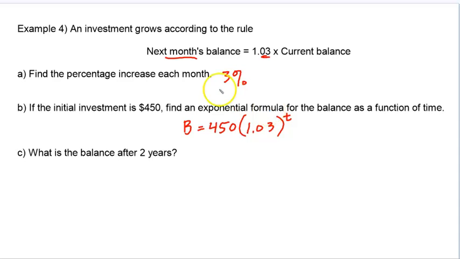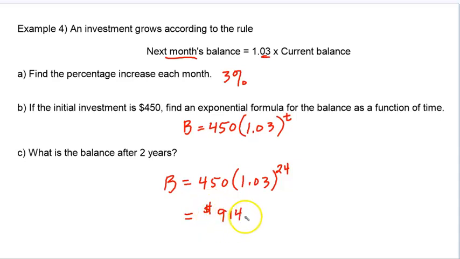Well, T is in terms of months because that's the way the rule specifies. So we're going to have to change years into a number of months. So you really have to be careful there that you use the correct time unit. So 2 years would be 24 months. All right, so 450, 1.03 raised to the 24th power. And in terms of dollars and cents, that would be $914.76.